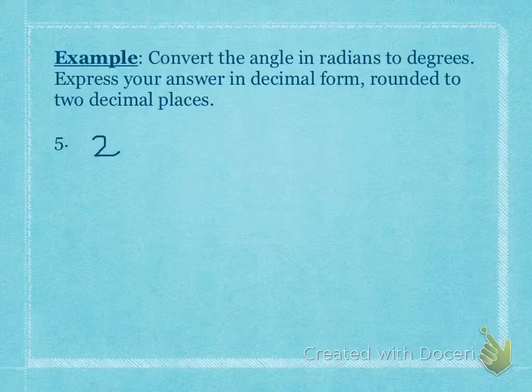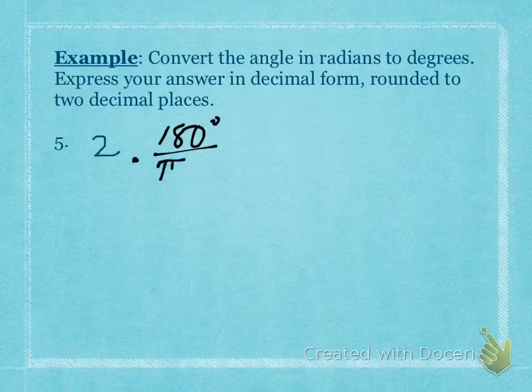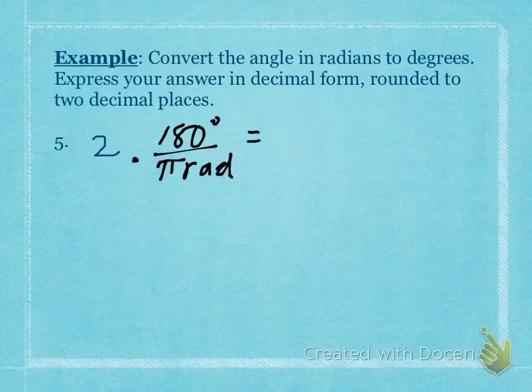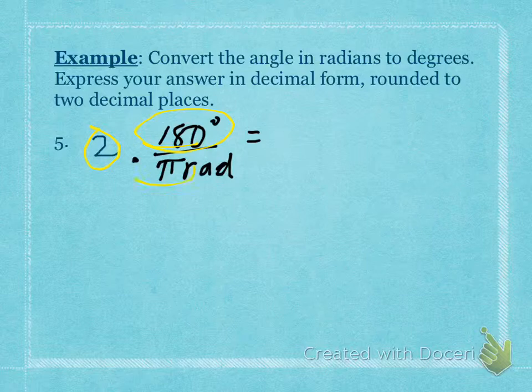So the process is still multiplying by what? 180 degrees over pi radians. And you don't cancel out any pi's because there aren't any pi's in the 2 to cancel. So you're just taking your calculator and you're going to multiply 2 times 180. And then you hit the division key and divide by pi. The answer you report will have 2 decimal points of accuracy because the directions said so.